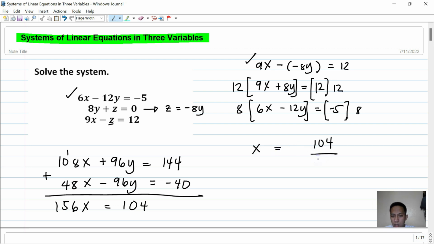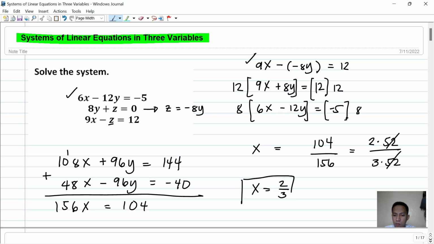Divide both sides by 156, and that is 104 divided by 156. Let's reduce it to lowest terms. 104 can be expressed as 2 times 52, and 156 can be expressed as 3 times 52. So 52 will cancel out and we have x as 2/3. So 2/3 is our x variable.